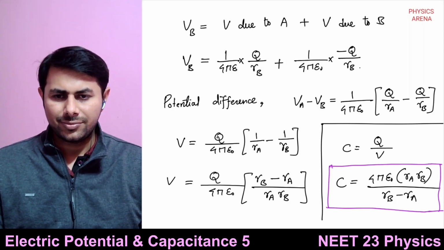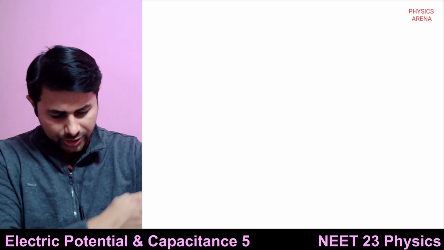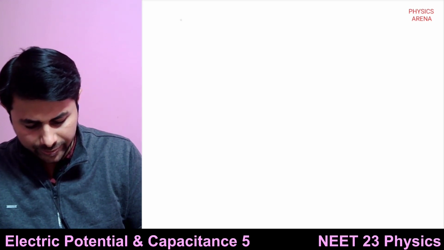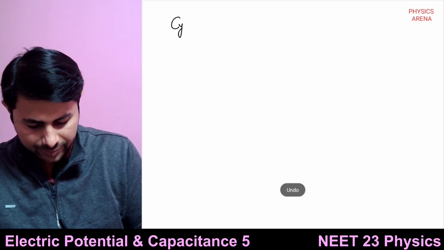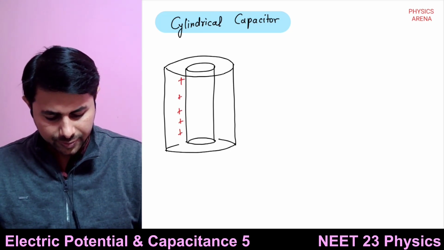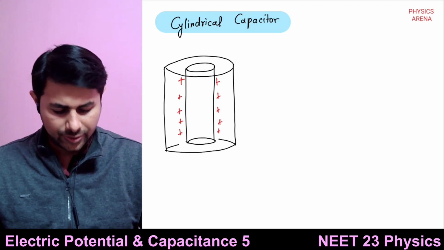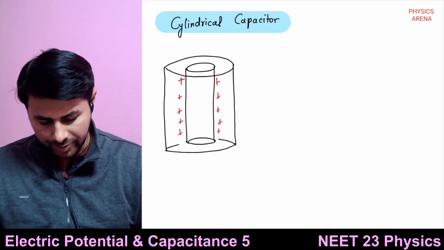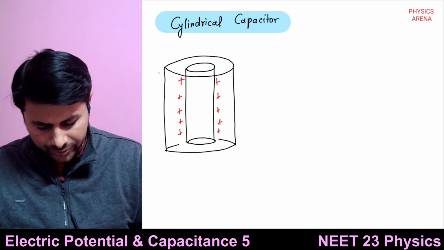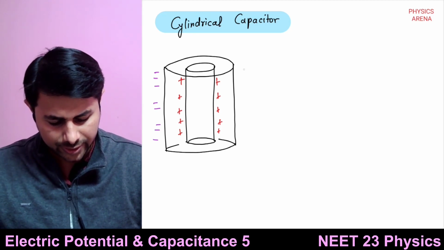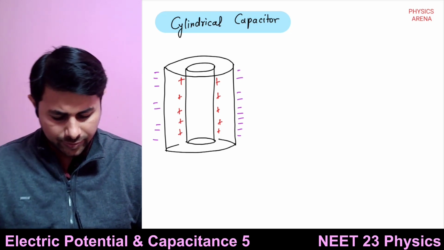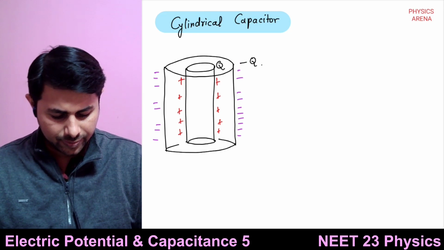Got it? Yes, no? One more type of capacitor which is often used is known as the cylindrical capacitor. So let's talk about the cylindrical capacitor. There is some positive charge Q on the inner cylinder and some negative charge, minus Q, suppose, on the outer cylinder.